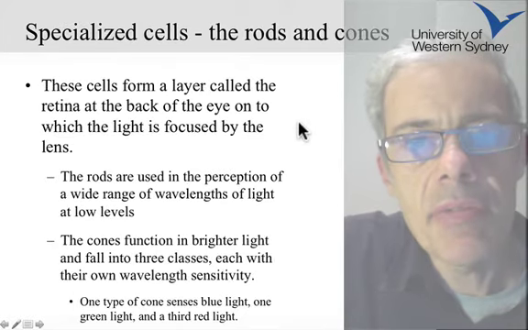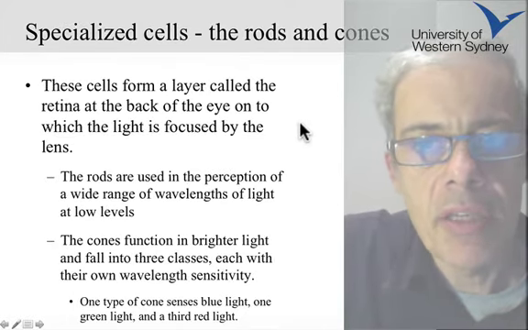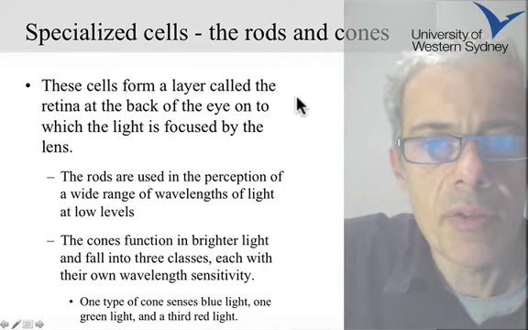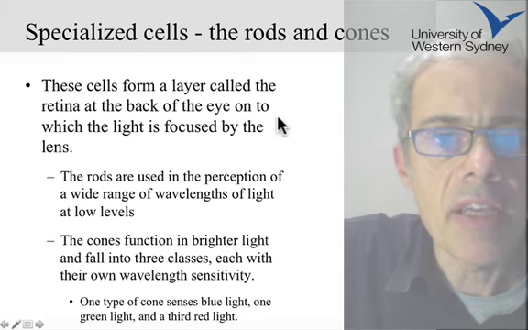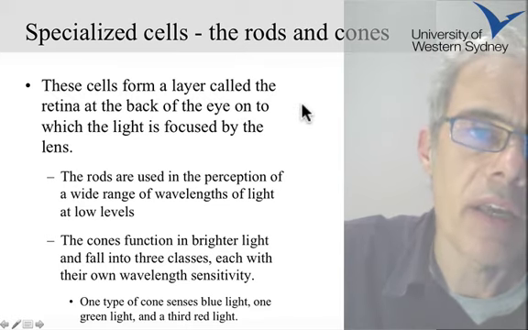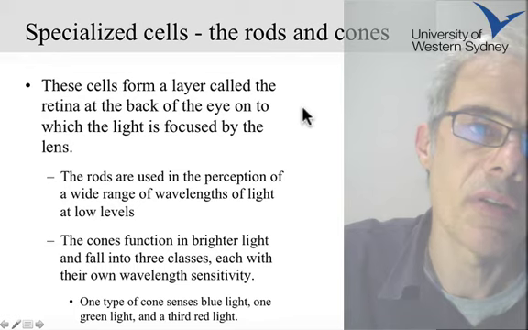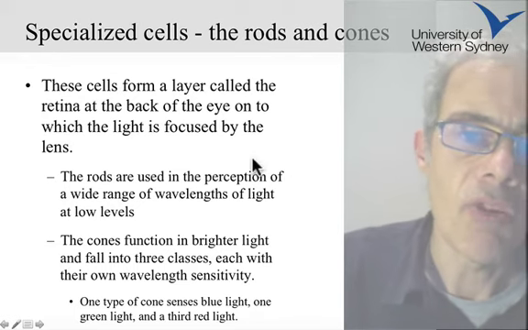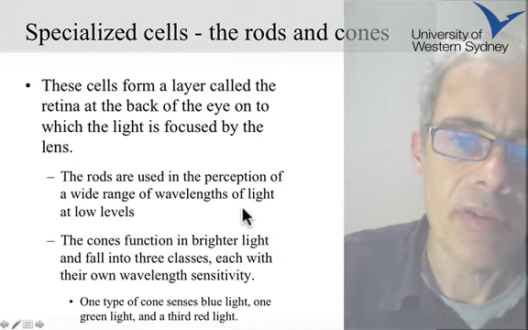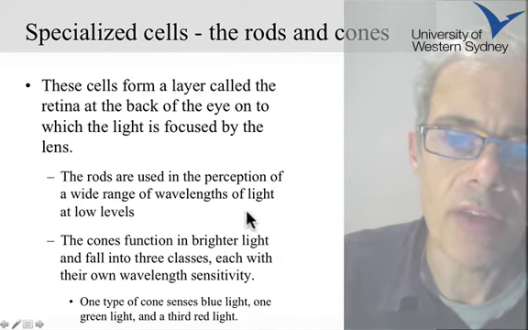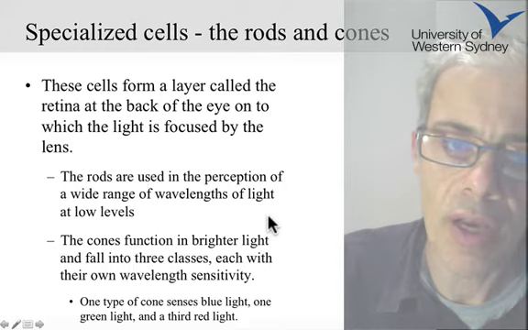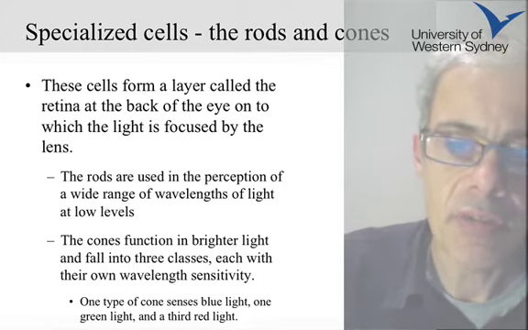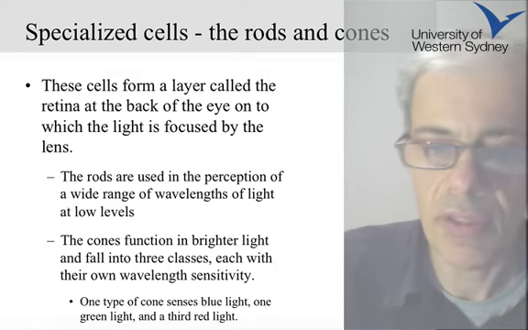So we perceive photons of light in these rod and cone cells. Now, these rod and cone cells reside in the back of the eye in a layer of cells which form the retina. And the rod cells are used in the perception of a wide range of different wavelengths of light, and the cone cells function to perceive different wavelengths of light, such as effectively colour.